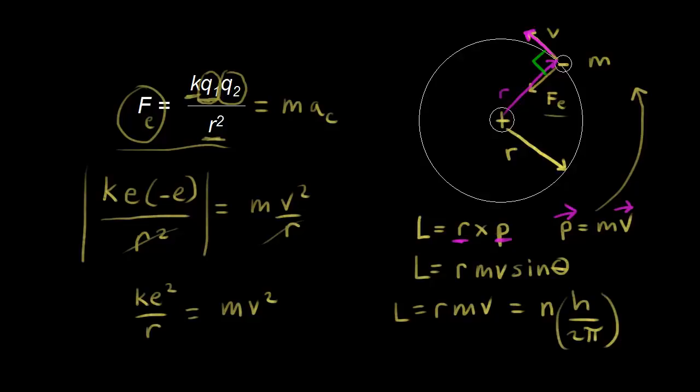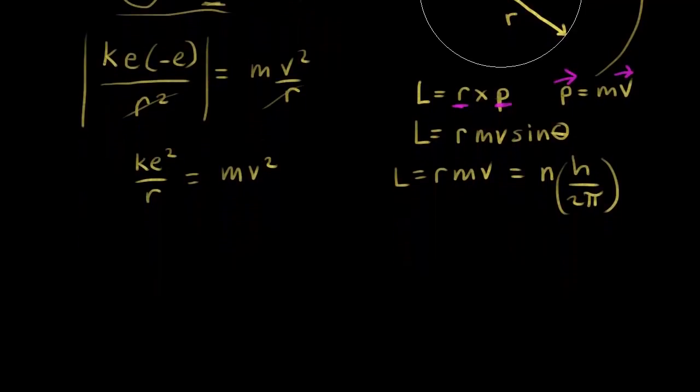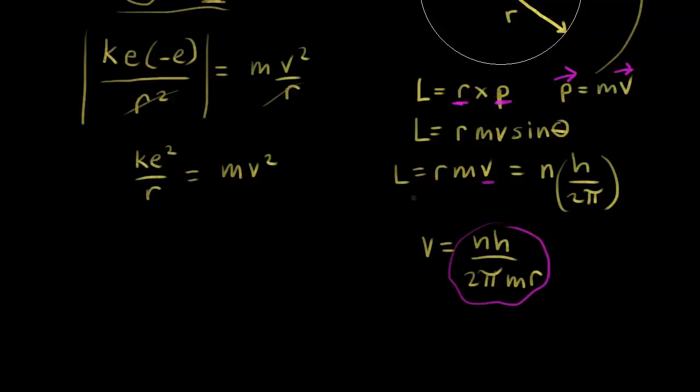So this is what Bohr came up with, and he took this and solved for the velocity. So let's go ahead and do that. On the right, we're just going to solve for v. The velocity is equal to n times h divided by 2 pi m r. So we solve for v, and then we're going to plug that into our other equation over here on the left.